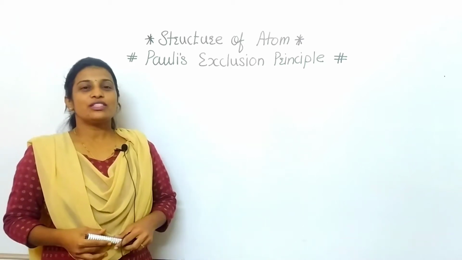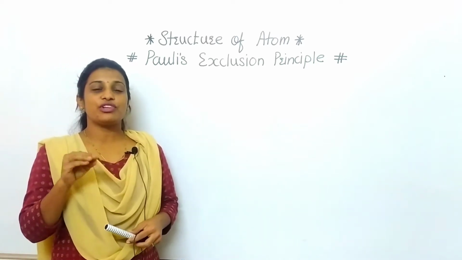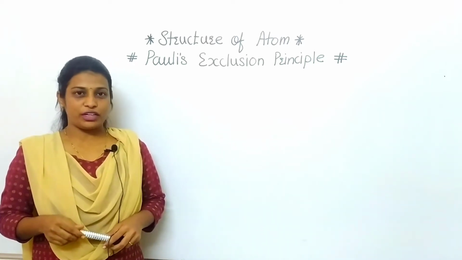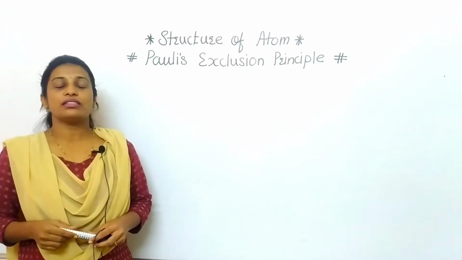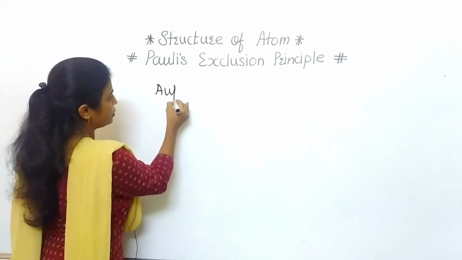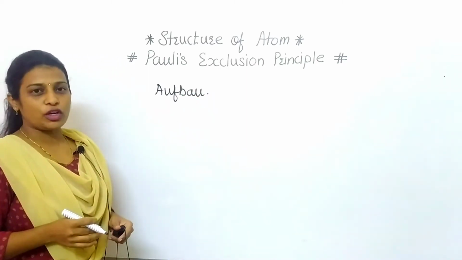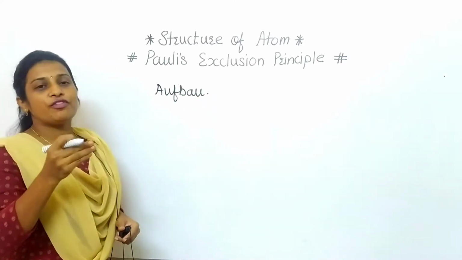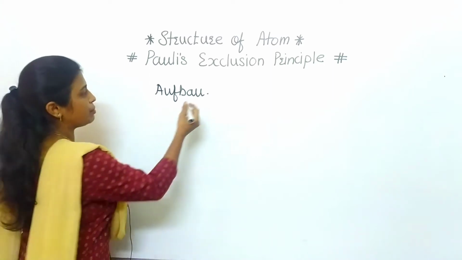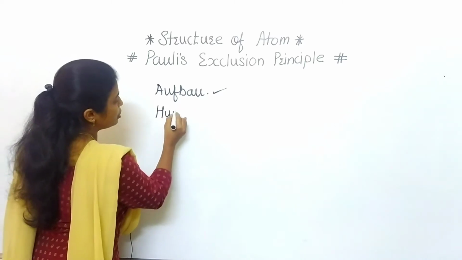Hello everyone. In the structure of atom topic, we have already discussed two points related to electronic configuration. The third point remaining is Pauli's exclusion principle. As we know, in the Aufbau principle we saw the sequence of orbitals, in which orbital the electron should be filled first. That concept is clear.